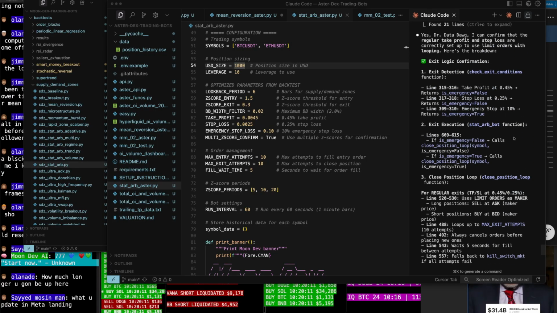Yes, Dr. Datadog, I can confirm that regular take profit and stop loss are correctly set up for the limit orders with looping. Here's the breakdown. Exit detection, check exit conditions function. Line 315 to 316, take profit at 0.45. Line 317, 318, stop loss at 0.25.